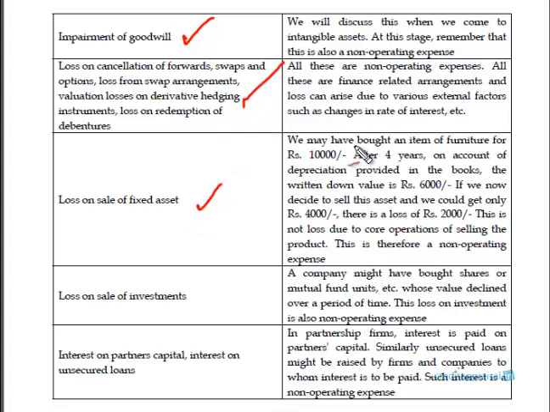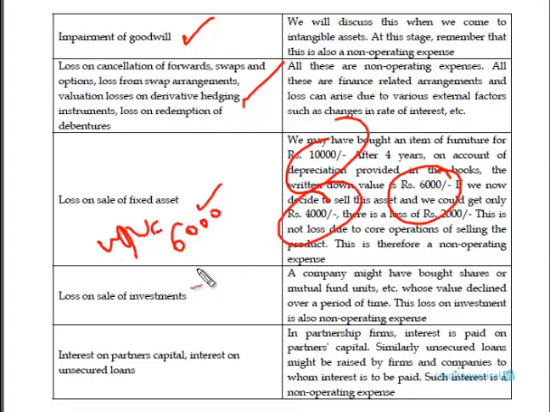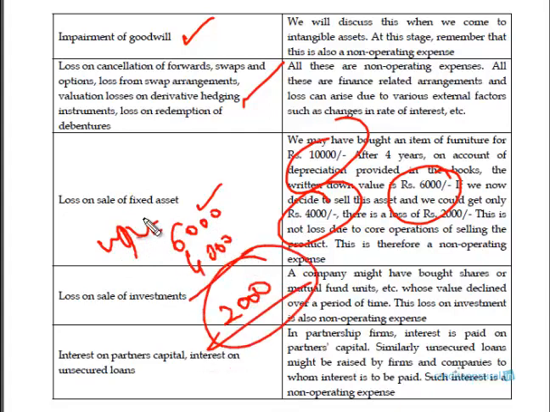Again, loss on fixed asset. For example, a company has bought furniture for 10,000 rupees. Then after 4 years, we know that as per depreciation, we will be depreciating each year some amount. So after 4 years, the written down value is 6,000. Now if we decide to sell this asset and realize only 4,000, while the book value, that is the written down value, is 6,000, we could actually sell it for only 4,000. So there is a loss of 2,000. This 2,000 will be a loss on sale of fixed asset. So this will be classified as a non-operating expense.